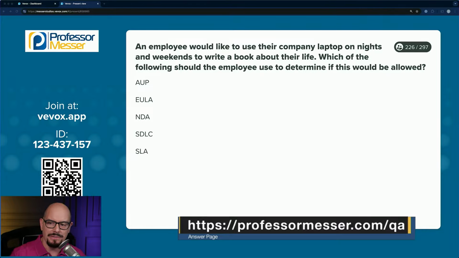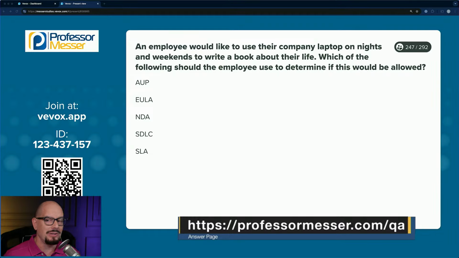This might be one of those scenarios where you're working through the details of it. So if you happen to know the answer, lock it in. Please no answers in the chat room. Please no hints in the chat room. Instead, you want to go to professormesser.com/QA to lock in your answer.